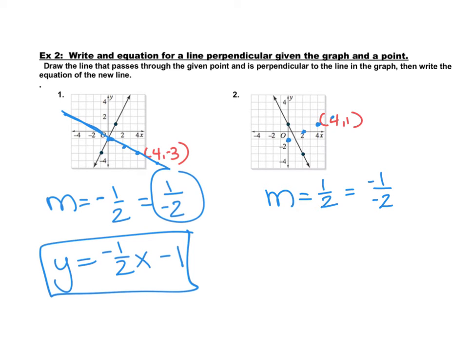And so we have our line here. And now let's write an equation for that new line. Our slope is 1/2. And then we have a y-intercept going through -1 for this one as well.